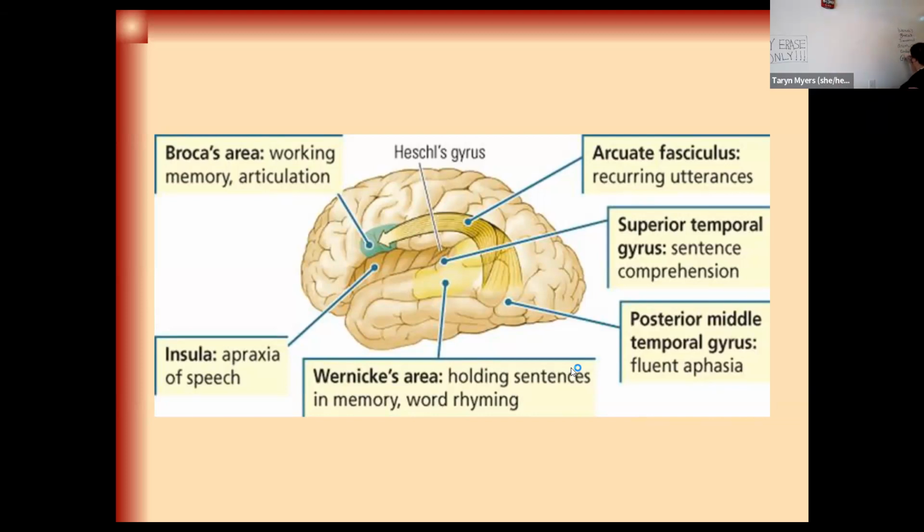And then we have global aphasia. And global aphasias result in labored, non-fluent speech, poor comprehension, repetition, and naming.